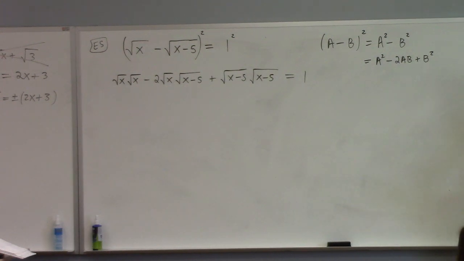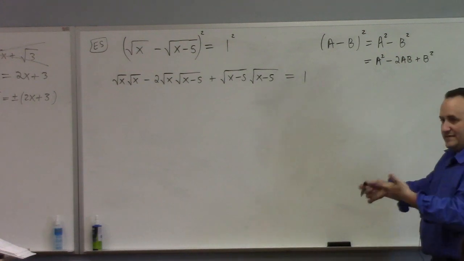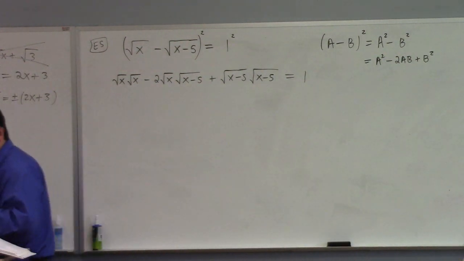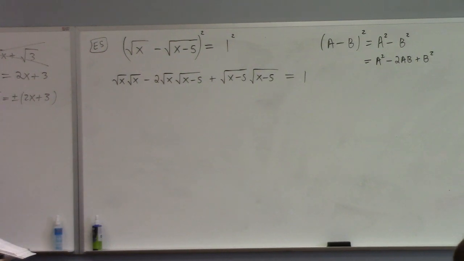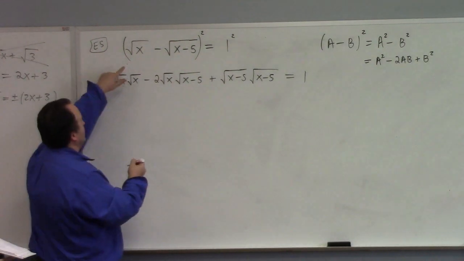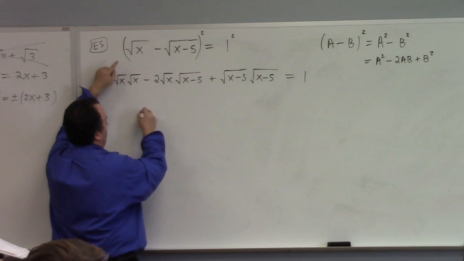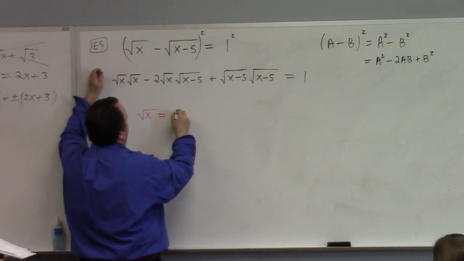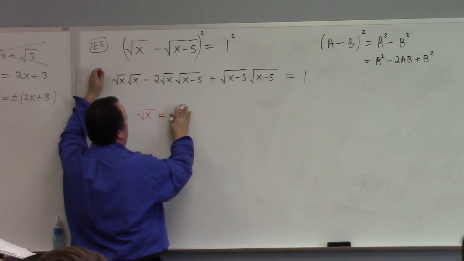A better thing to do is to isolate a radical. So this is the game plan. Every time, isolate a radical. It doesn't matter which. We can isolate square root of x. We can isolate square root of x minus 5. Which one do you guys want to do? Let's isolate square root of x. So square root of x is equal to, oh, I regret that. I'm going to do the other way around.